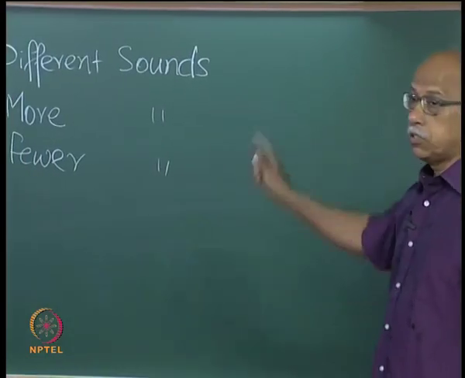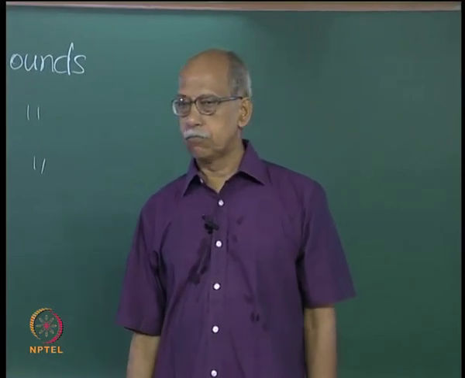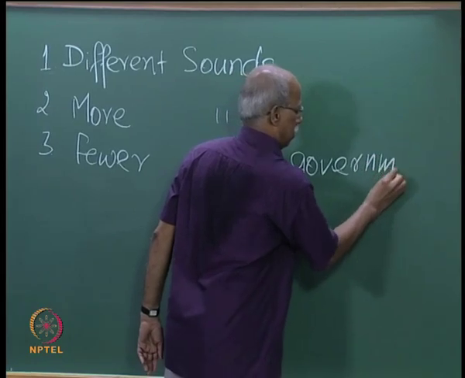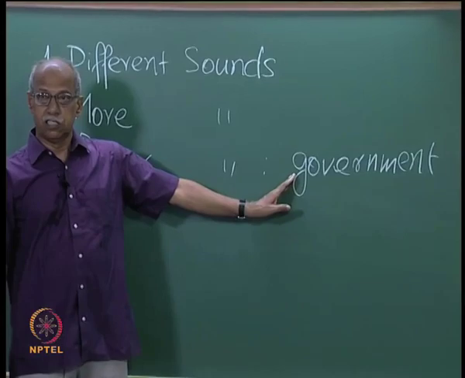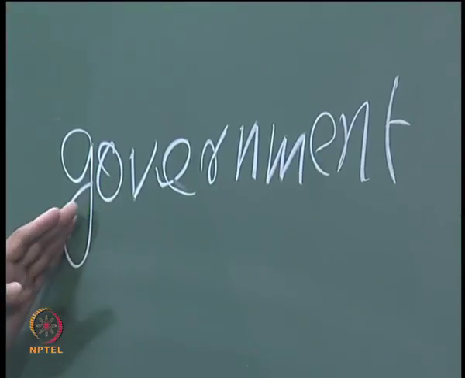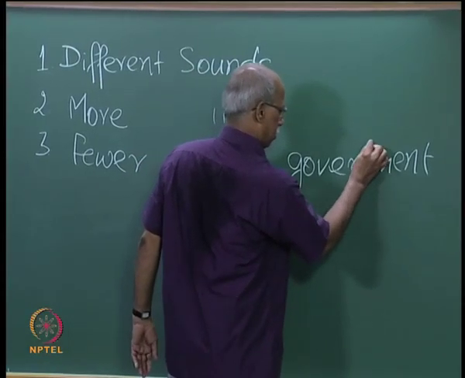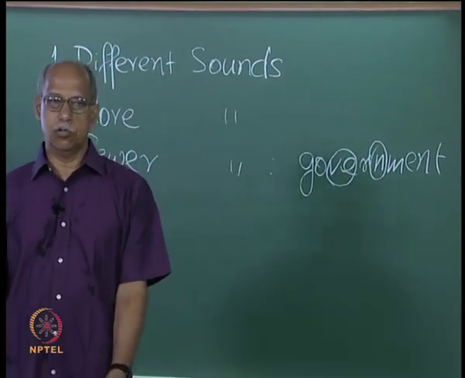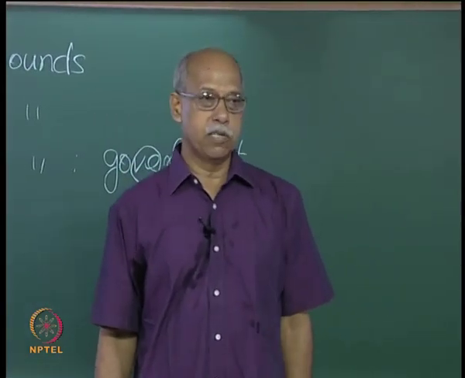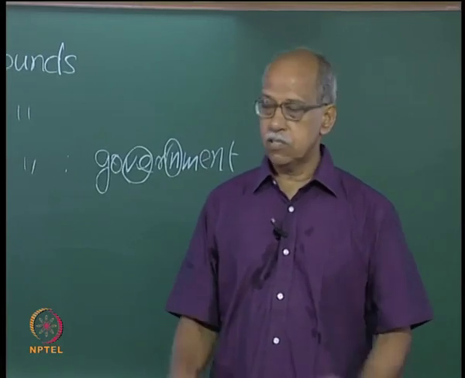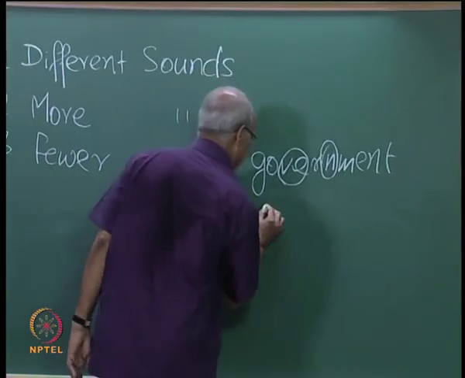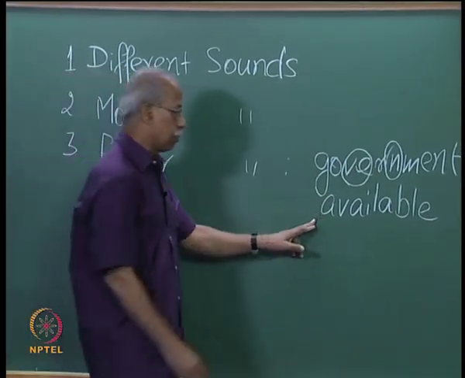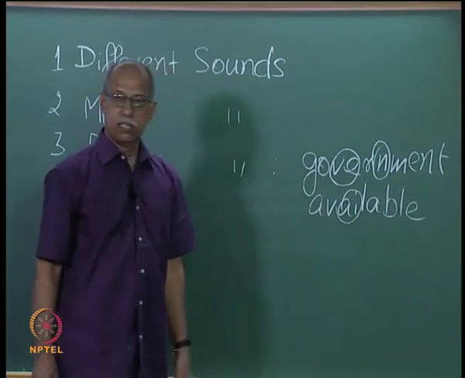So when we say we use fewer sounds, lots of people in India do not pronounce this word correctly. How should it be pronounced? Government. But many people take this away. They say government. Manmohan Singh government. Jayalalitha government. It is not government. What is it? Government. Main stress on ga. Similarly, take another word. How should it be pronounced? Available. But a lot of people pronounce it only as available. So you are using fewer sounds.